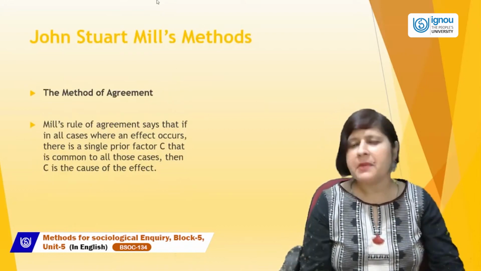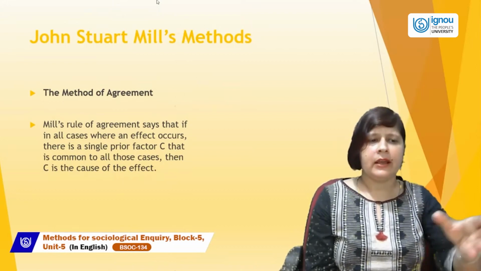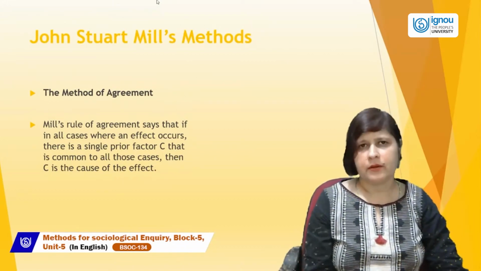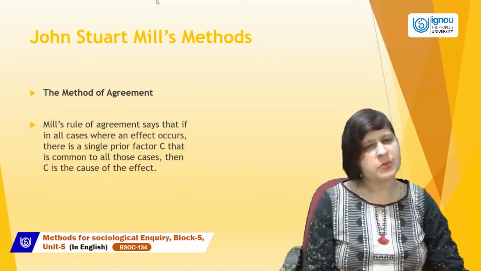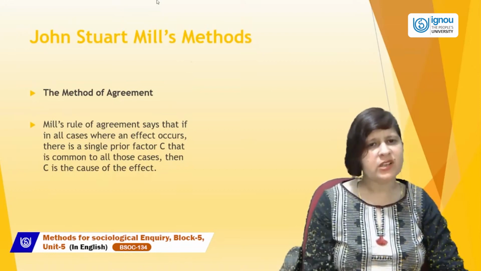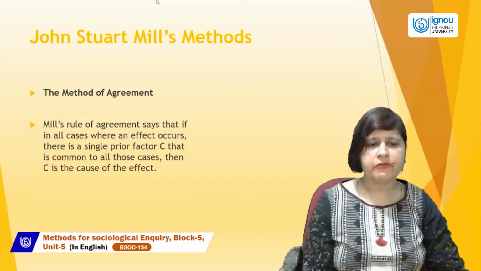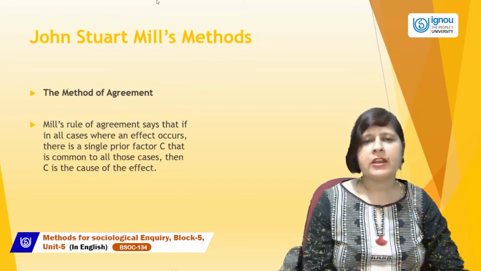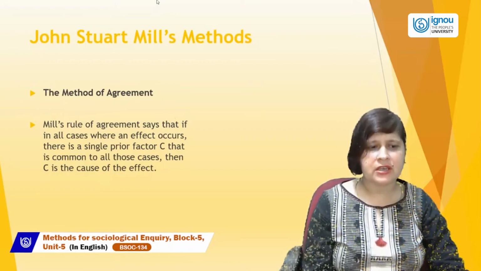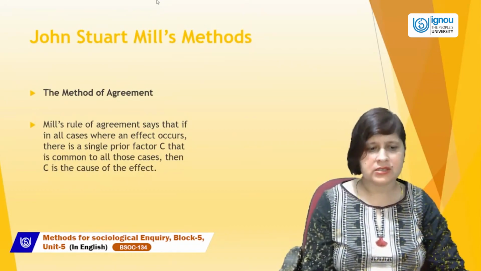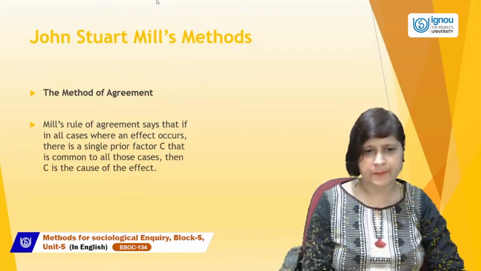John Stuart Mill's method. Kim didn't agree with John Stuart Mill's method. What were these methods? The first method is the method of agreement. What is the method of agreement? Mill's rule of agreement says that if in all cases where an effect occurs, there is a single prior factor C that is common to all those cases, then C is the cause of the effect.